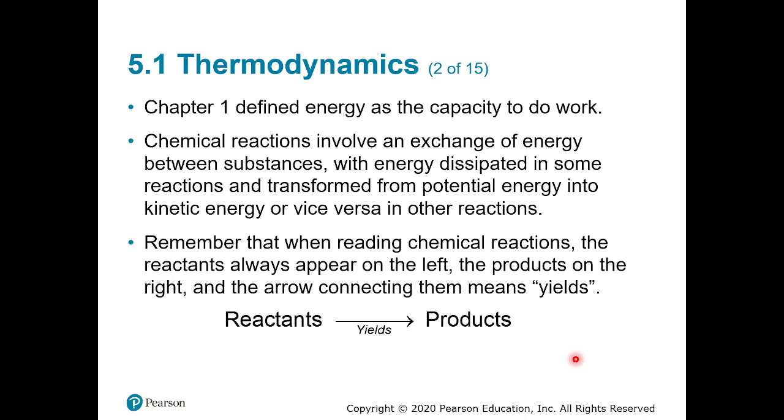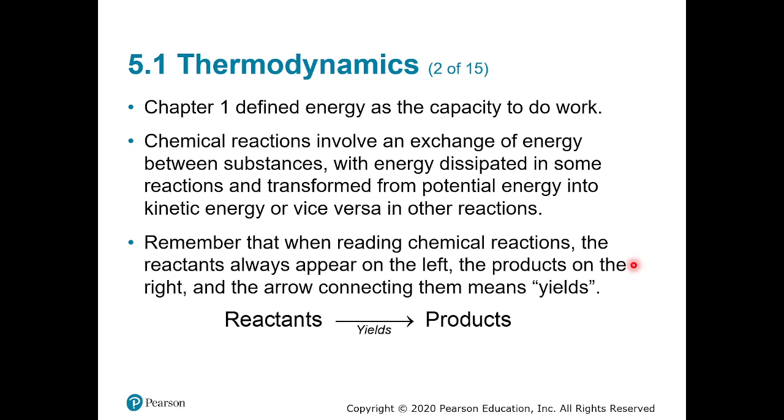So, in Chapter 1, we defined energy as the capacity to do work. Chemical reactions involve an exchange of energy between two different substances. You have energy dissipated in some reactions. Energy is transformed from potential energy into kinetic energy, or vice versa, in other reactions. You can know this very familiarly because you take in fat, you transform it into energy, you go running, right? And then you sit there and let that energy accumulate, and you produce fat, don't you? Okay, so you're actually doing those reactions in your body.